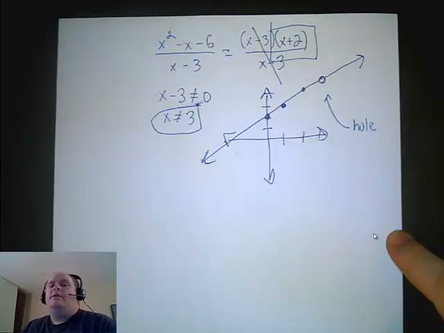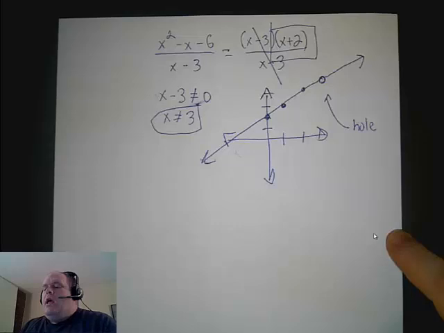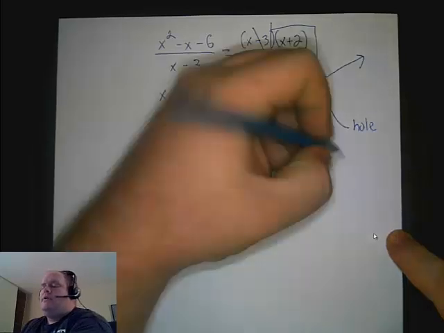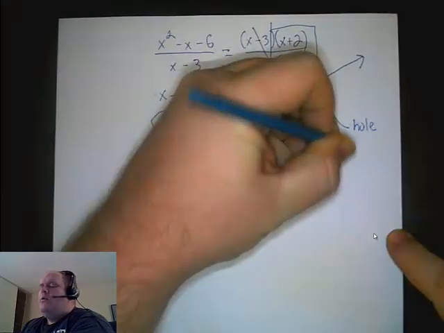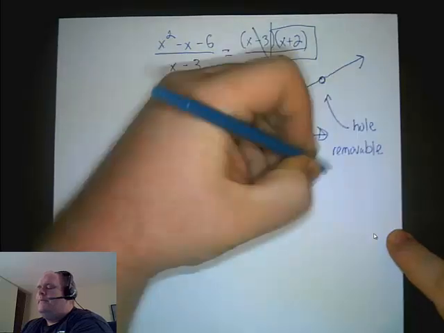The reason why we're talking about this in terms of functions is that it is a discontinuity. It's the first type, a hole. It's also known as a removable discontinuity. So we can put that, removable discontinuity.